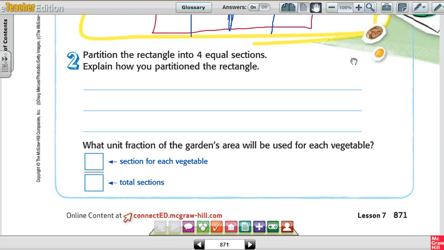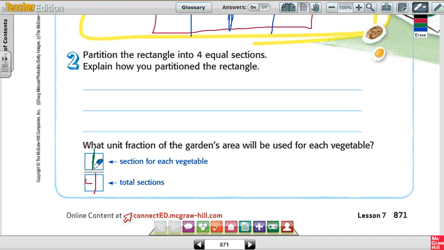It says, look at the bottom. What unit fraction of the garden area will be used for each vegetable? How many sections are there? 4. That's my denominator at the bottom. And each section is going to be used for 1 vegetable, right? So the unit fraction for the garden's area for each vegetable is going to be 1/4.